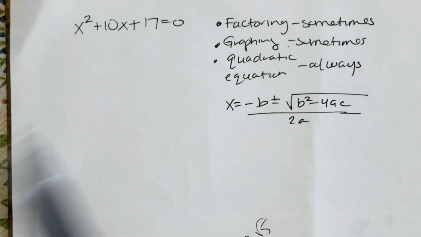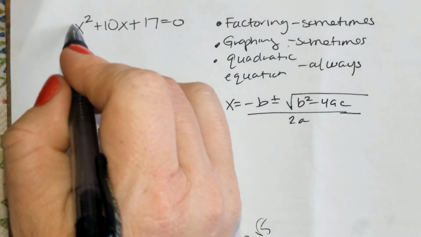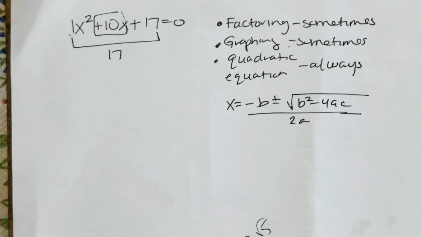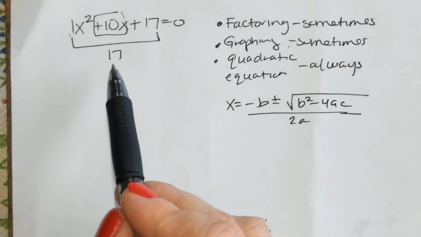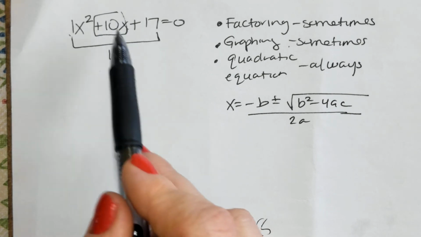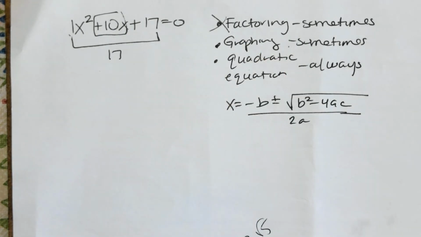So the first thing I would do is go, do I know two numbers that multiply to give you 17 and combine to give you 10? Well, 17 is prime. The only two numbers that multiply to give you 17 would be 1 and 17, and either adding or subtracting does not achieve 10, so I can't factor.